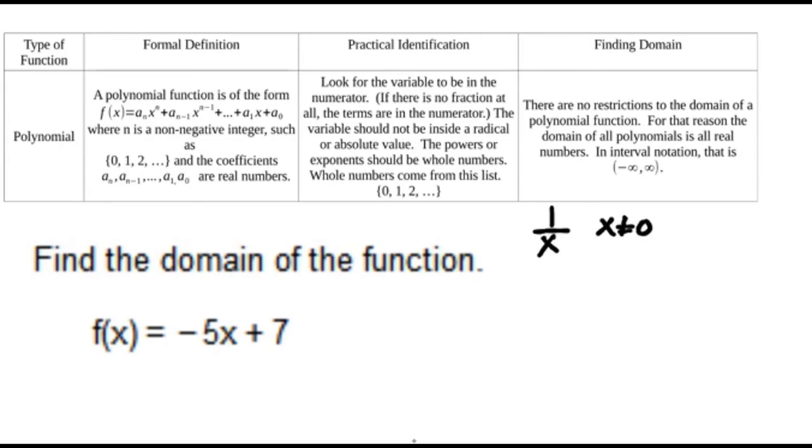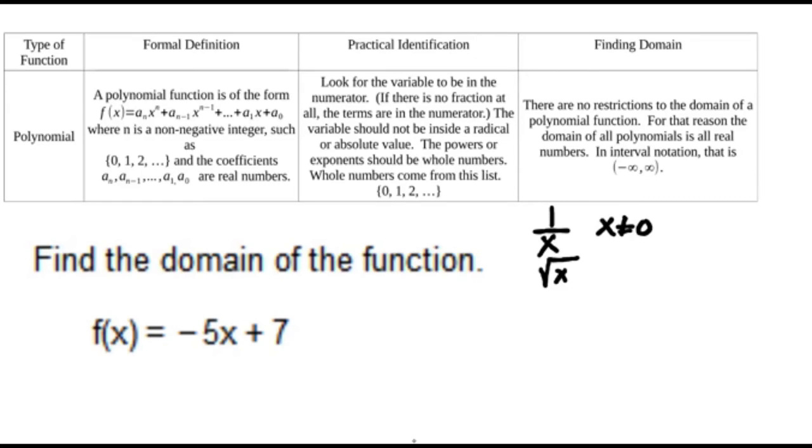You could also look for variables underneath a radical because the square root of a negative gives you imaginary numbers, and that's not in the domain. So when we're looking at the function, we're looking for restrictions like that. This function f of x equals negative 5x plus 7 doesn't have any of those restrictions.